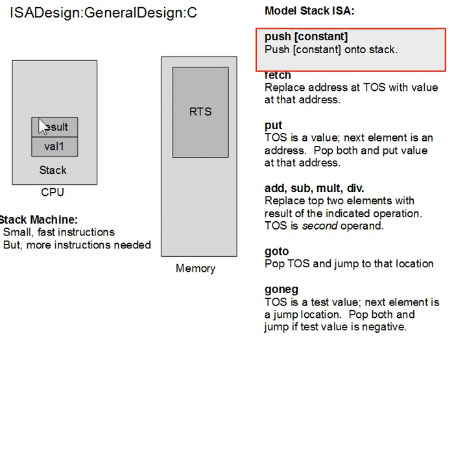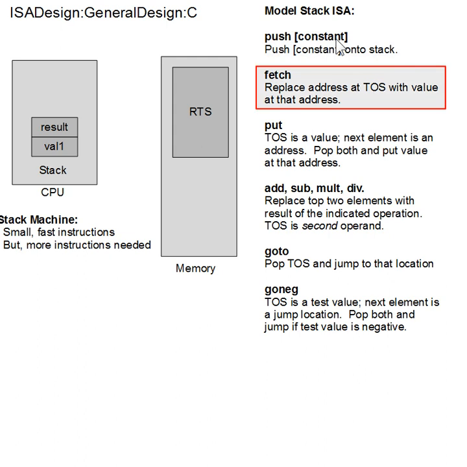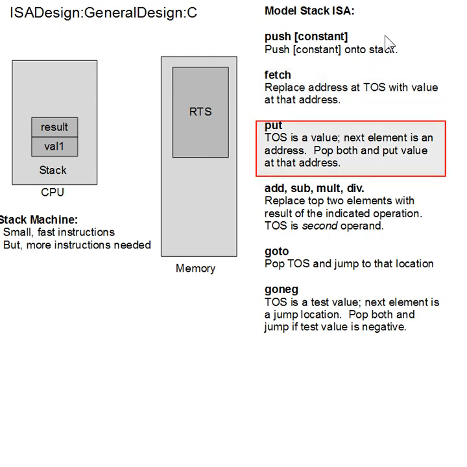Push pushes a constant onto the stack, and the constant may be any integer, including an address. And in the assembly code, we'll see it can be specified by giving a label in the program. Fetch. This pops the top element off the stack and uses it as an address. It fetches the integer at that address and pushes it onto the stack in place of the address. Put. This one assumes that the top of stack is a value and the next element down is an address. It pops both of them and puts the value at the indicated address.